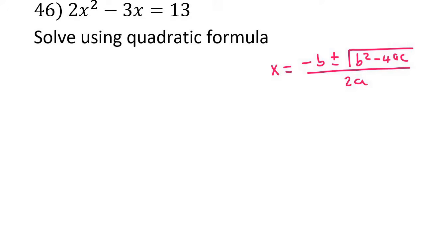Now remember, to use this formula, you need a 0. Do I see a 0 here? Nope, there's no 0. So what I want to do first is make that 0 by moving everything to the one side. Now I have my 0.